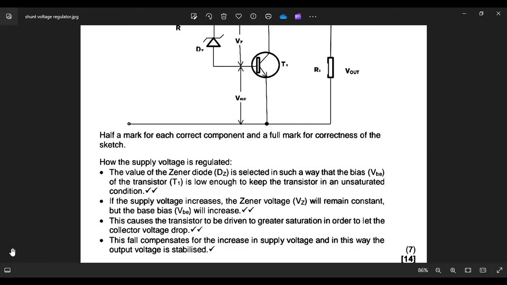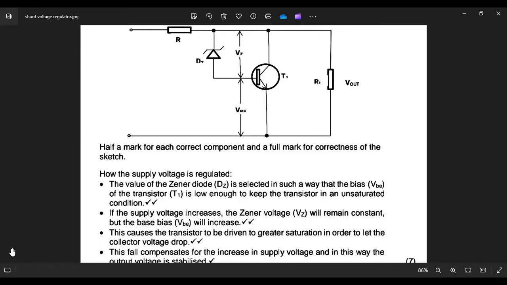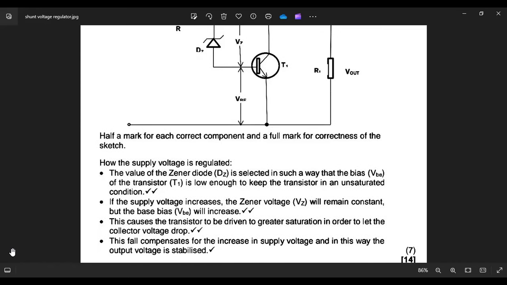On the second part, you're given that if the supply voltage increases, the Zener voltage, which is our VZ, will remain constant, but the base bias VBE will increase. So as we consider VZ, it is going to remain constant. At that moment, VBE will increase. This causes the transistor to be driven to greater saturation in order to let the collector voltage drop. And the last part is that this fall compensates for the increase in supply voltage. And in this way, the output voltage is stabilized.